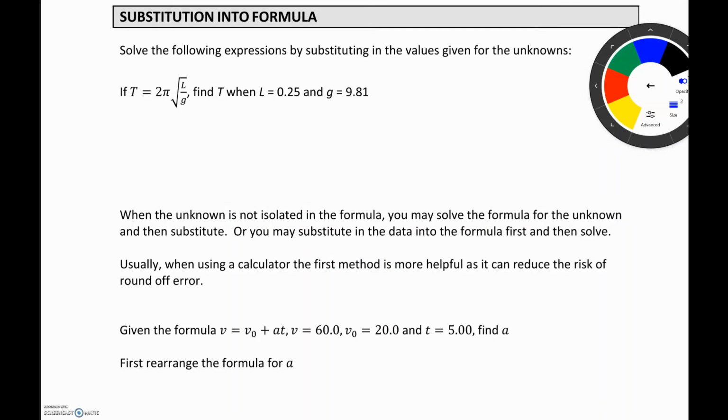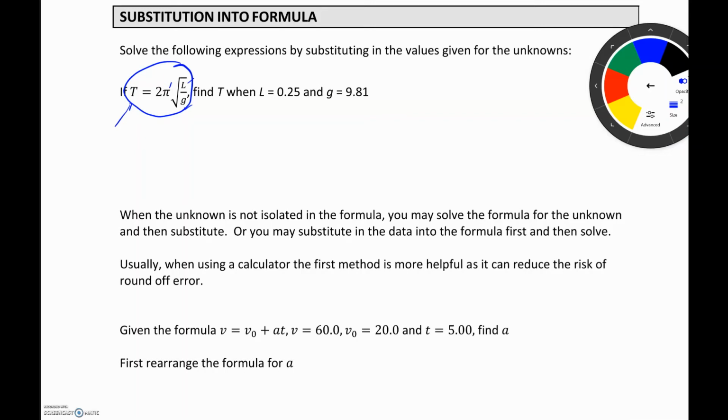Now let's talk a bit about substitution into formula. Once you have manipulated a formula or solved an equation, a literal equation, then often you'll want to substitute the values on the right to get a numerical value. For example, here is a formula, and to the right you have variables L and G, and also there is pi, which is really a constant. So t is equal to 2 pi square root of L over G.